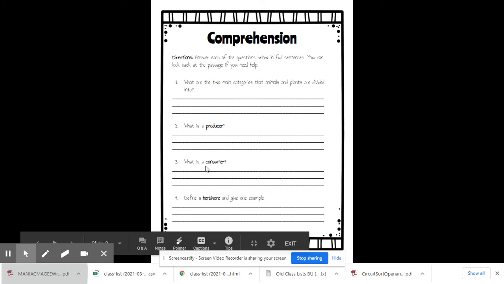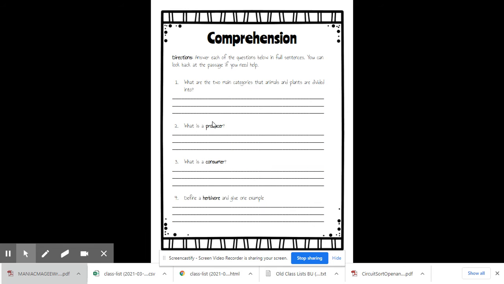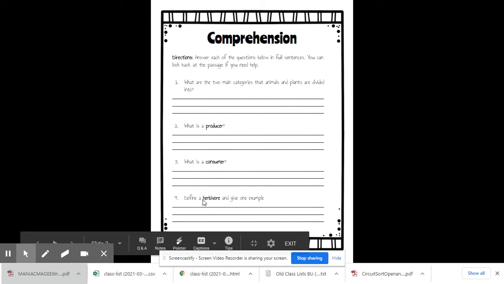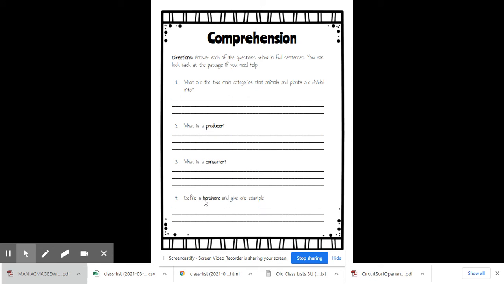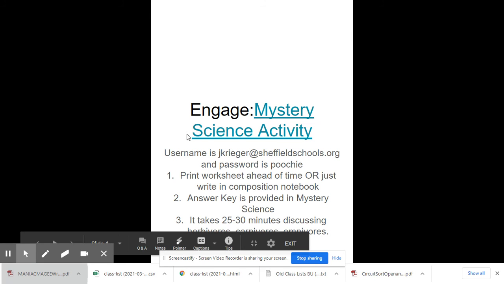Okay, so you're going to go back and read that same exact passage right now that I read. And then you're going to answer these four questions from that passage. What are the two main categories that animals and plants are divided into? What's a producer? Not an example, but the definition. What is the definition of a consumer? And please tell me what an herbivore is and give an example, either from the passage or you can research and find your own.